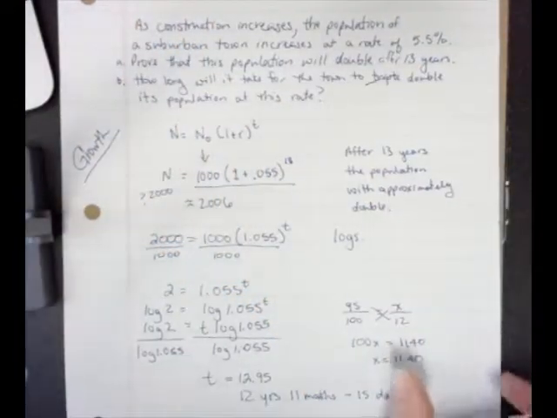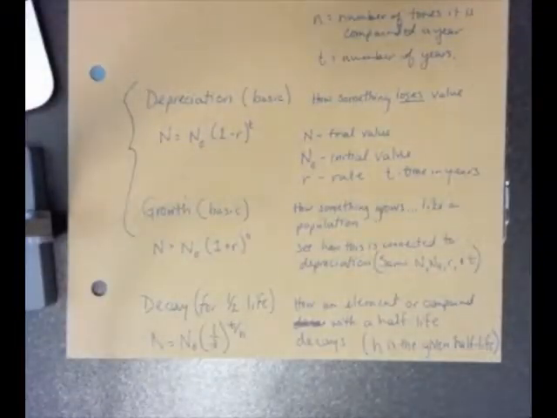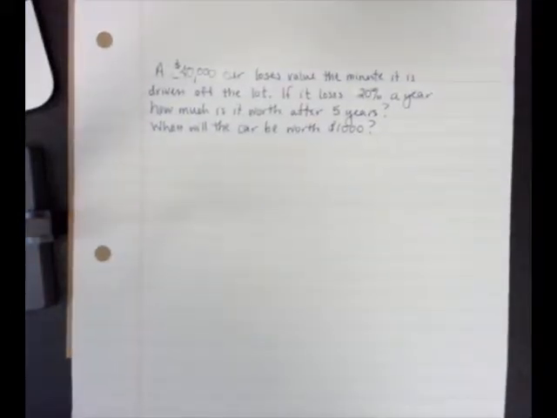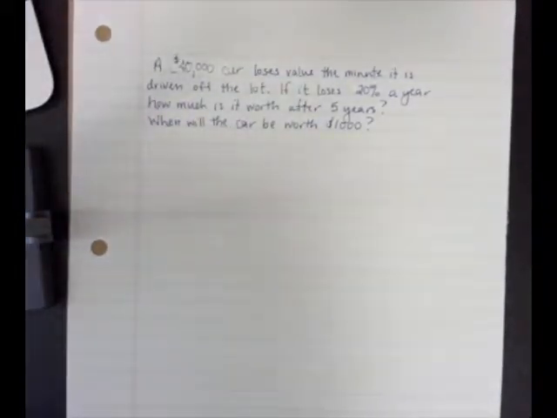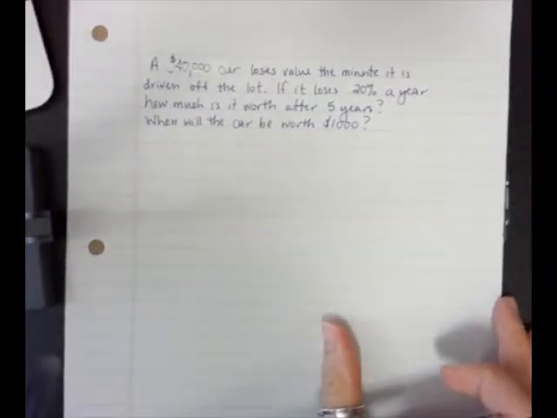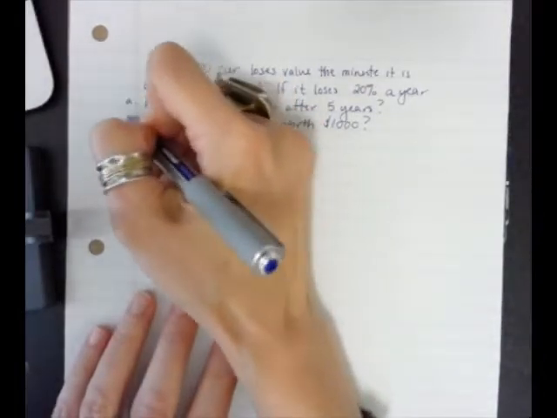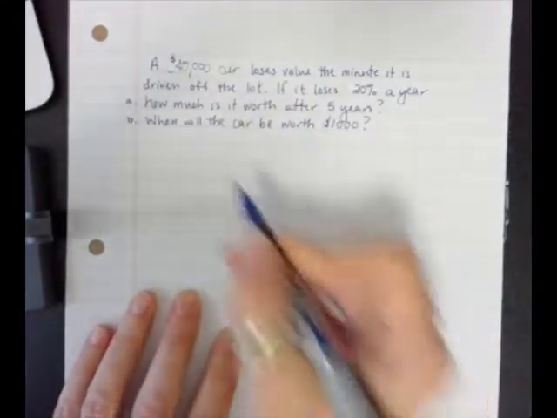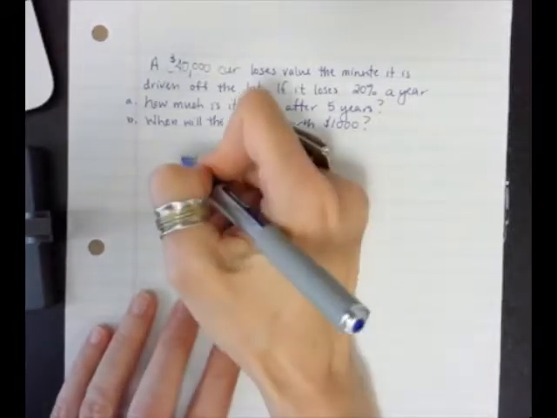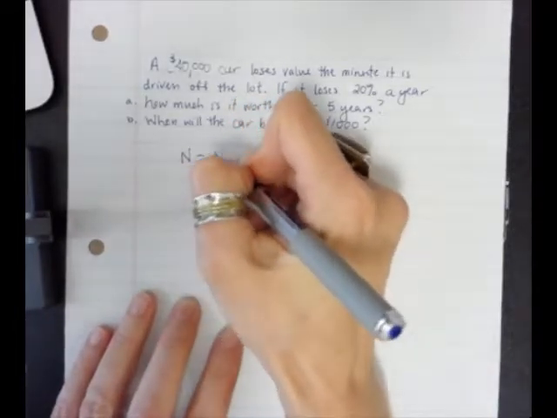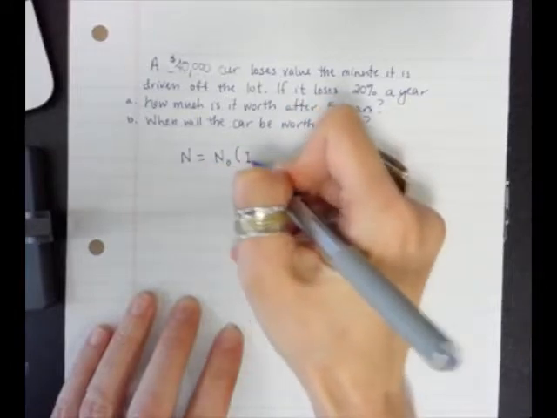Now we must try our depreciation model. Okay? So a $40,000 car loses value the minute it is driven off the lot. If it loses 20% a year, how much is the car worth after 15 years? When will the car be worth $1,000? So of course, this is our first question, and this is our second question. So how much will it be worth after 5 years? So our depreciation is very similar to our growth, except we're going to subtract that rate.